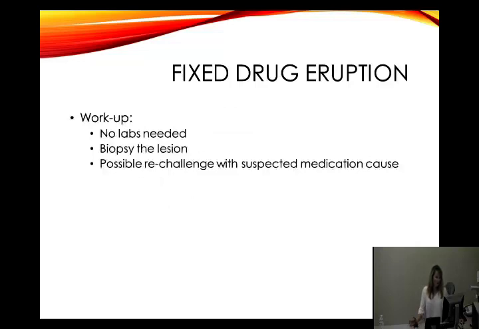So no labs are needed for this. I discussed biopsying the spot. Sometimes, when we're working with primary care doctors, all medications, if possible, are stopped, and then we start slowly adding them back in one at a time. Kind of re-challenge the medications to see if they develop that spot again.